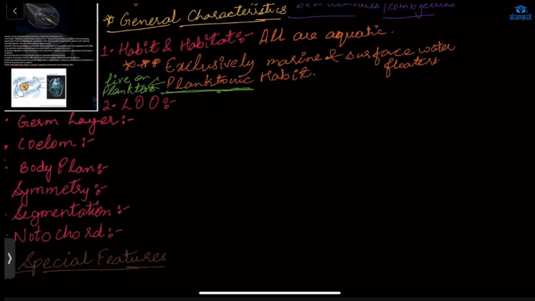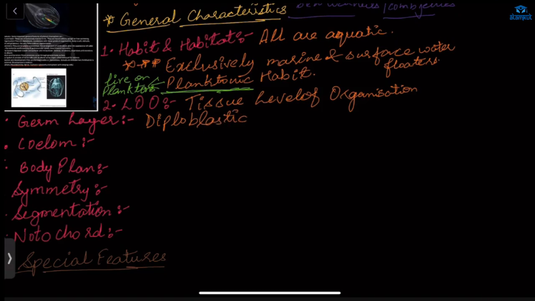Now the level of organization, as we have also seen in the basis of classification, is the tissue level. Tissue level of organization. When I was teaching you the basis of classification, I told you that phylum Ctenophora and phylum Coelenterata will go side by side, like best friends or sisters. So apart from the special features, all the features of Coelenterata will be shared by phylum Ctenophora also. Now the germ layer: as in Coelenterata, Ctenophora is also diploblastic. Here also it will be what?